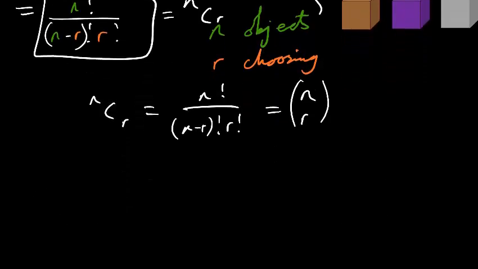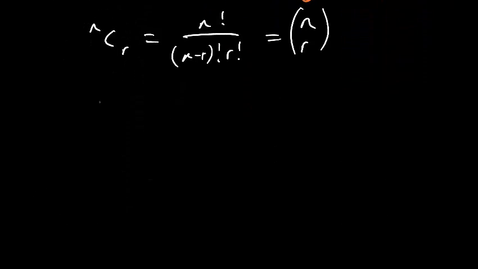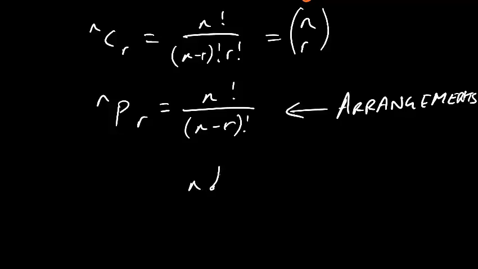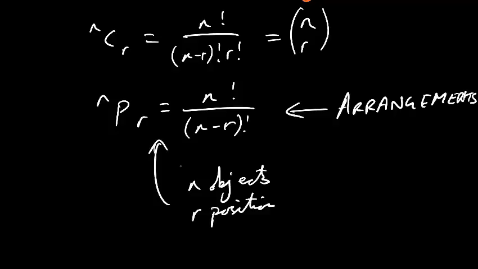The difference between this formula here and the nPr formula, which is just n factorial over n minus r factorial, is that the permutation formula deals with arrangements. So I choose r objects from n objects and I put them into r positions. With this formula here, I have n objects and I put them into r positions.